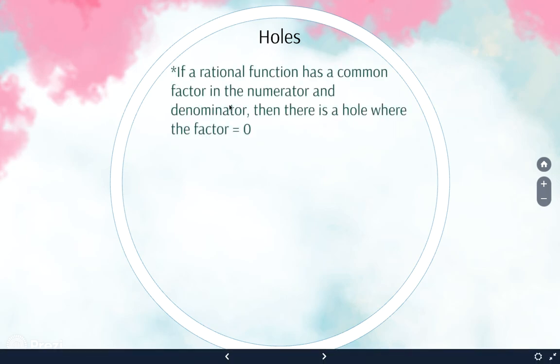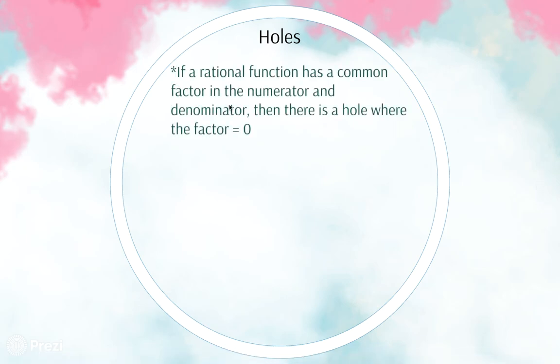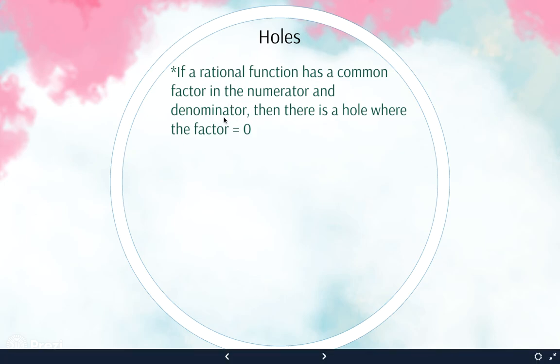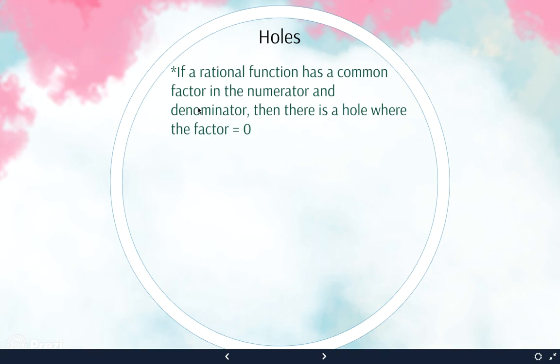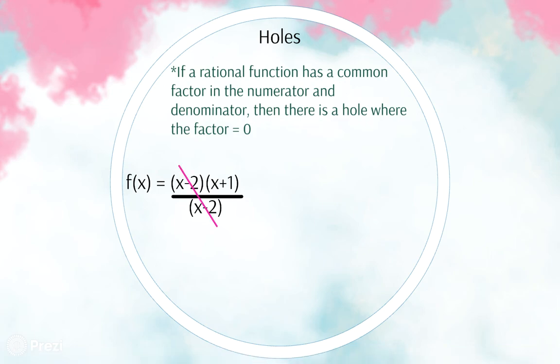So if a rational function has a common factor in the numerator and denominator, so if you see the same exact factor in the numerator and denominator, and you can cancel it out, that is where a hole is. And whatever gets canceled out, you set that factor equal to 0. So if you look at this one, do you see any common factors in the numerator and denominator? Holy hot dog, there's one right there, x minus 2. So it will cross out, which is where the hole is. Whatever cancels out is the hole.